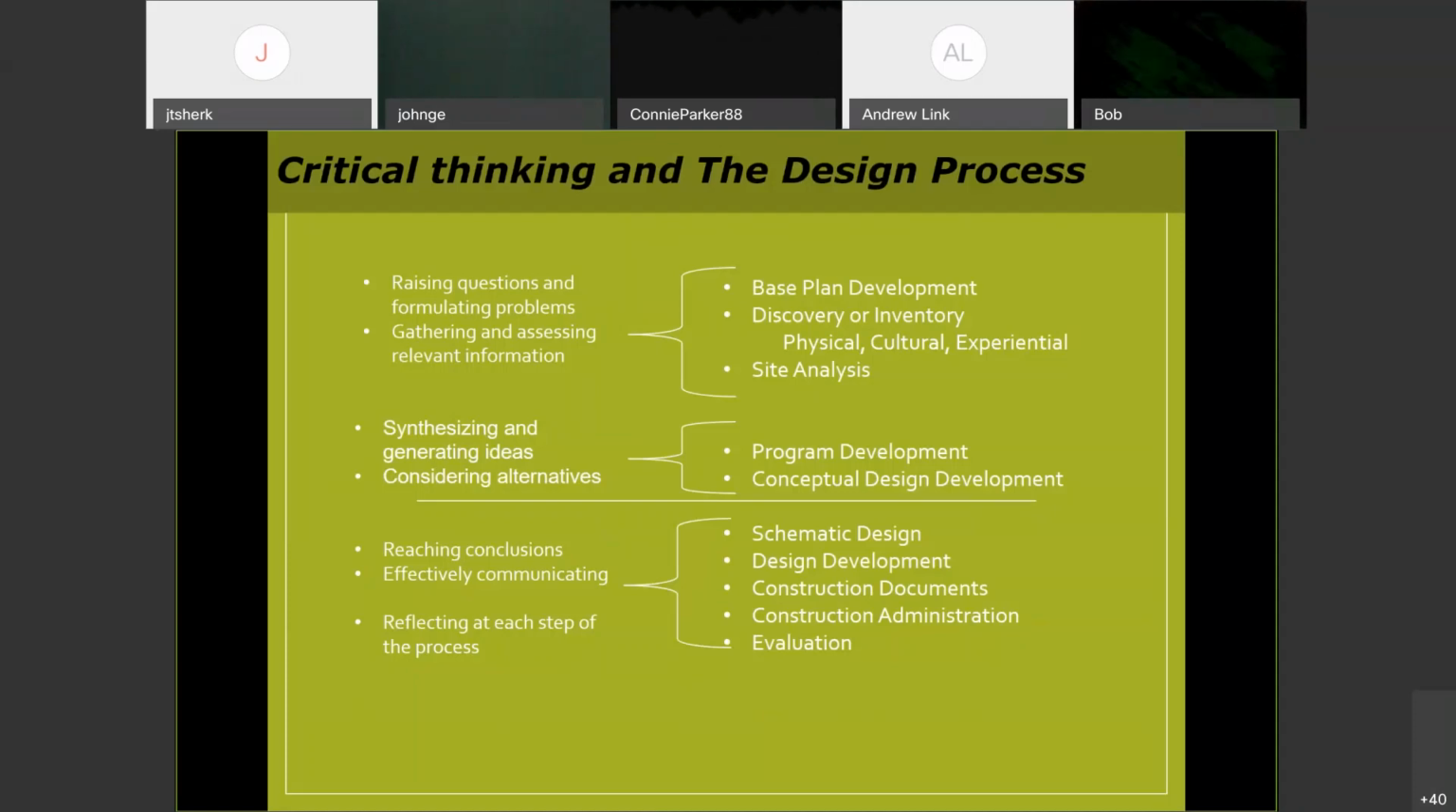Then we can parallel that with developing programs. What are our goals? And developing conceptual designs. How are we going to express those goals in the landscape? And then finally, in critical thinking, we reach conclusions and we communicate effectively and reflect on what we've done. Well, that's the schematic design and design development and development of construction documents, and then administrating the construction and then evaluating what we did. So if we look at that generally for design, we can look at all the aspects.